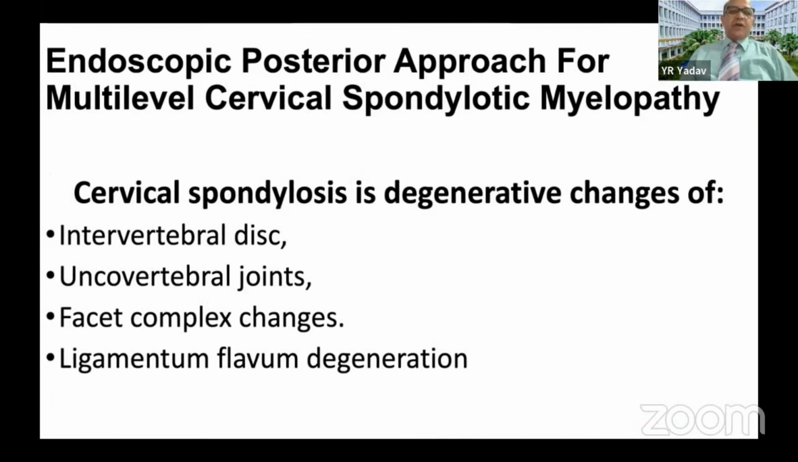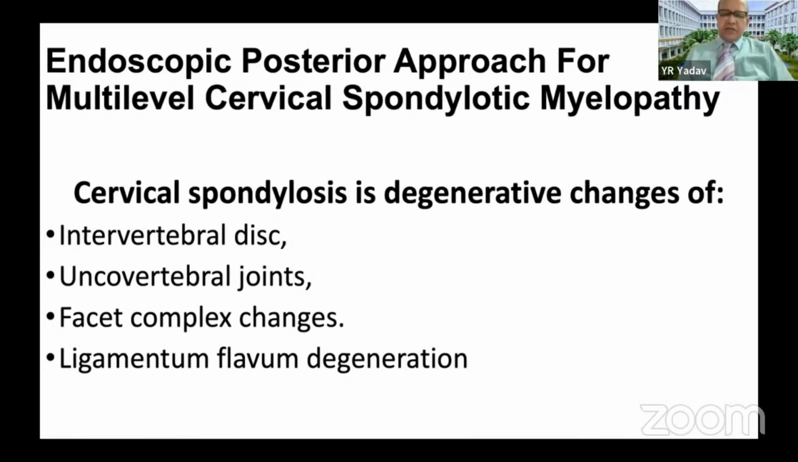Cervical spondylosis is a degenerative process, and this involves not only the disc, but it also involves the oncovertebral joint and the facet joint. So there are degenerative changes and hypertrophy, and also hypertrophy of the ligamentum flavum, and all these things lead to compression on the root or on the cord.